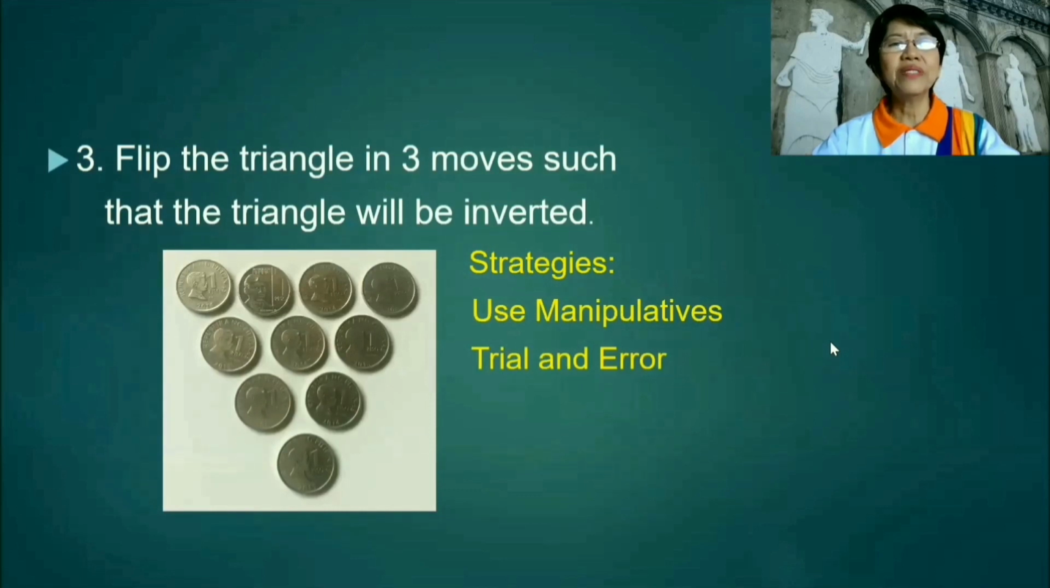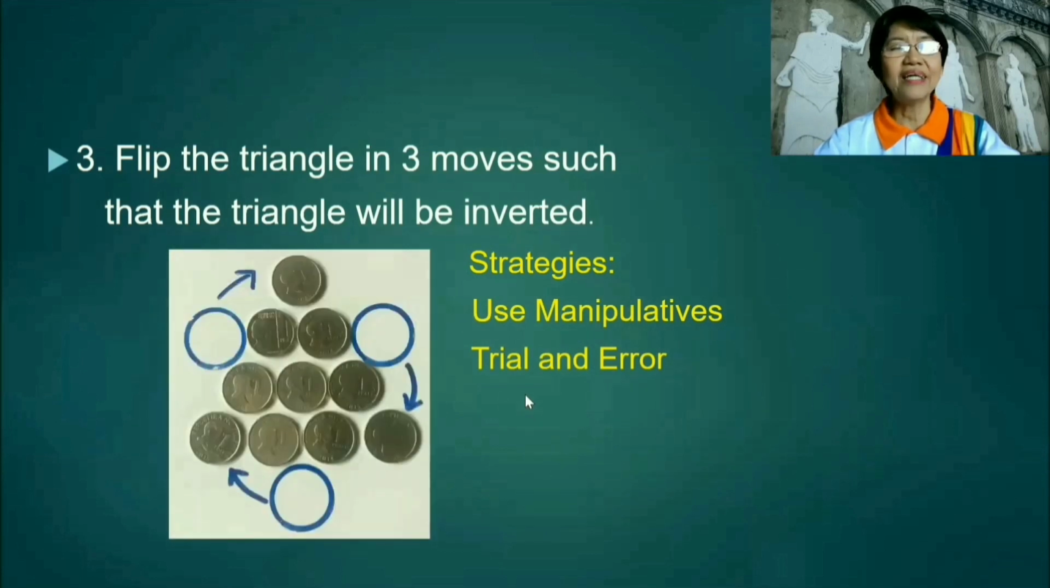Number 3, flip the triangle in 3 moves such that the triangle will be inverted. So the strategy here is to use manipulatives, use coins, and then also use the trial and error method. And the answer is you move the coin here in this direction, or you can also move it to the other position in this direction. It depends on you. But we have just flipped the triangle or inverted the position of the triangle by just taking 3 moves.